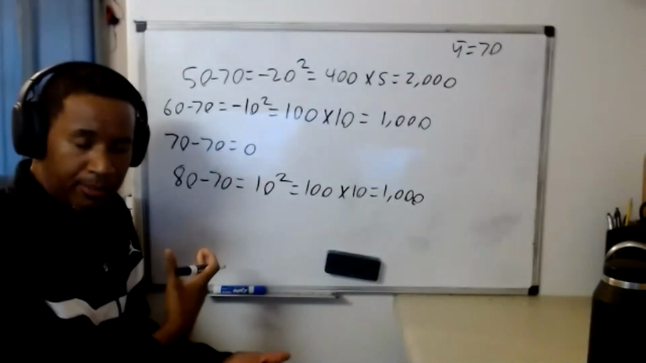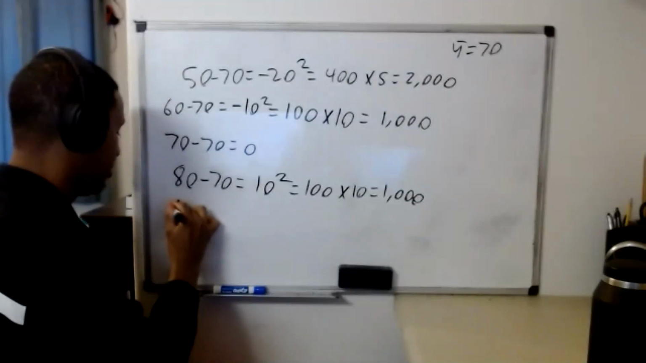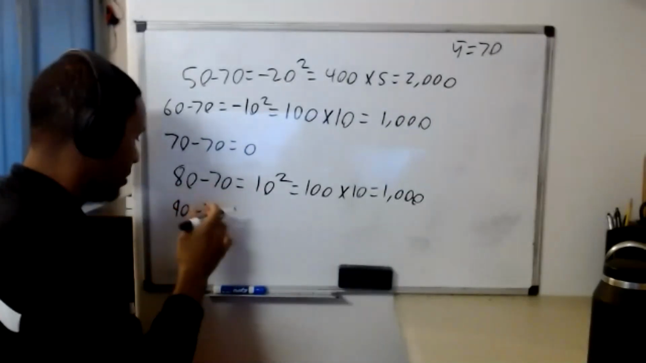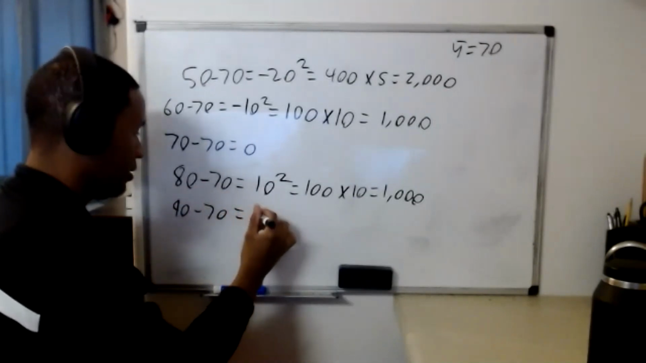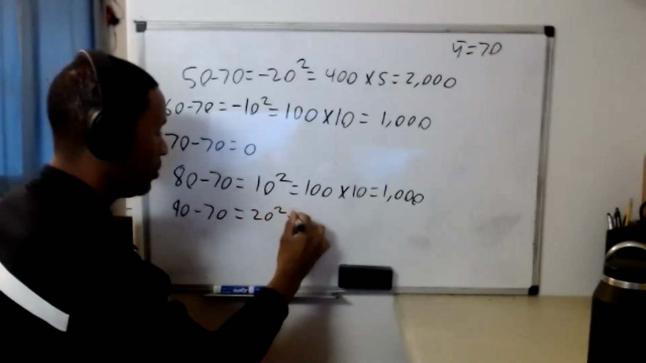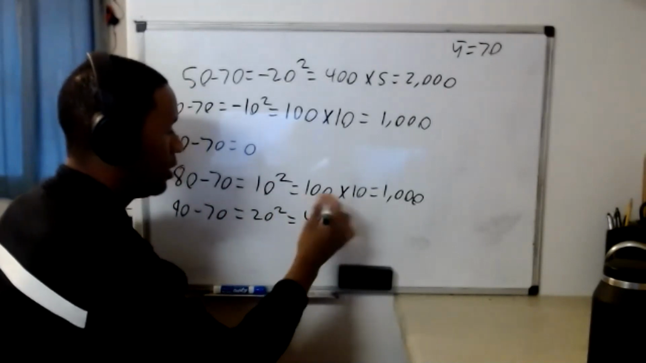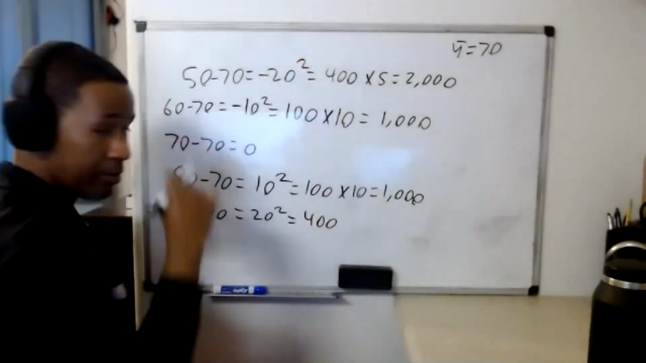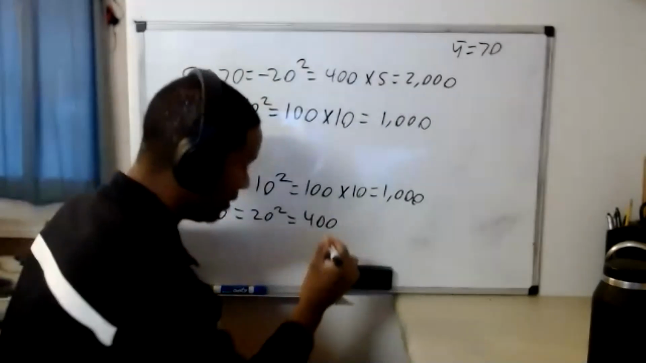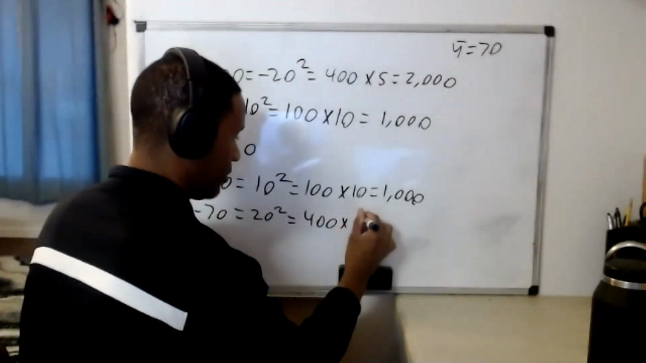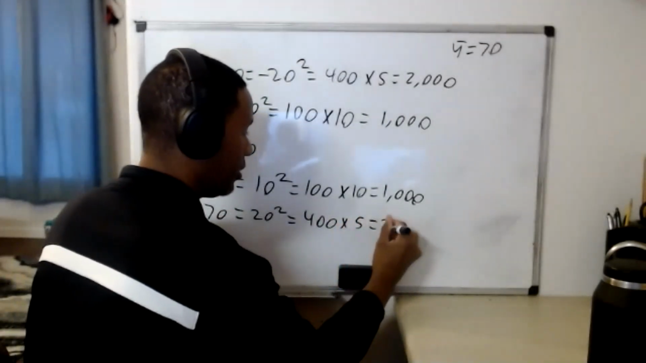And then the last one, which is 90. 90 minus 70 gives you 20. Square it up, we're going to get 400. We're going to multiply it by the frequency for 90, which is 5 again, and we're going to get 2,000.